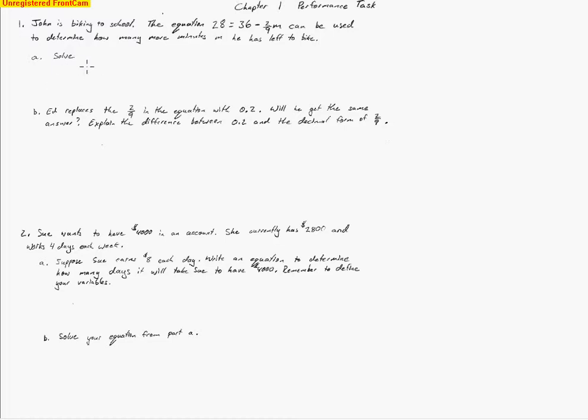It talks about how John is biking to school, and the equation 28 equals 36 minus 2/9 m can be used to determine how many more minutes m he has left to bike. So what we want to do here is solve an equation, and we've got our equation right here, so we're going to rewrite it and then get the m by itself.